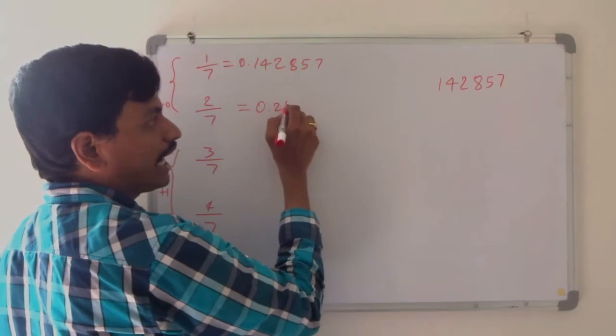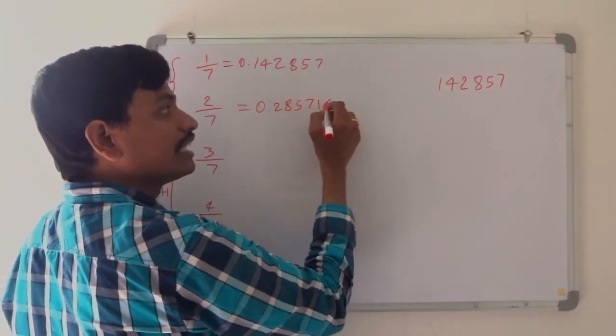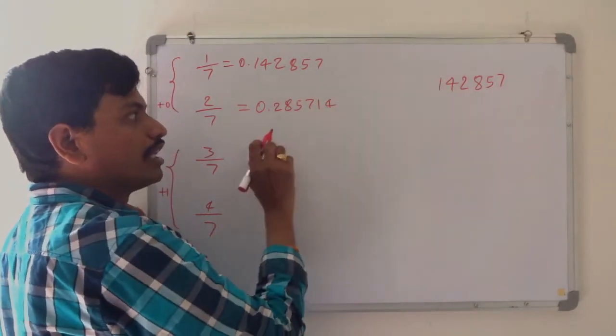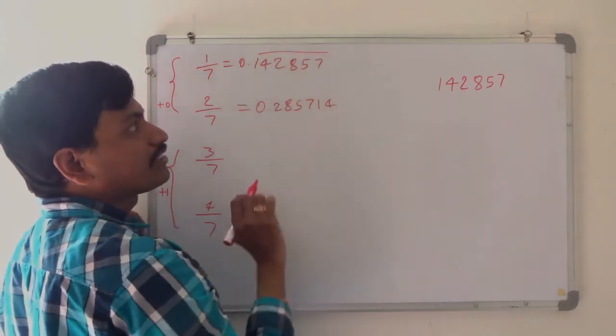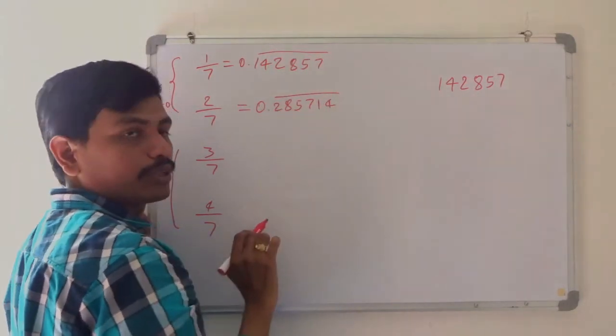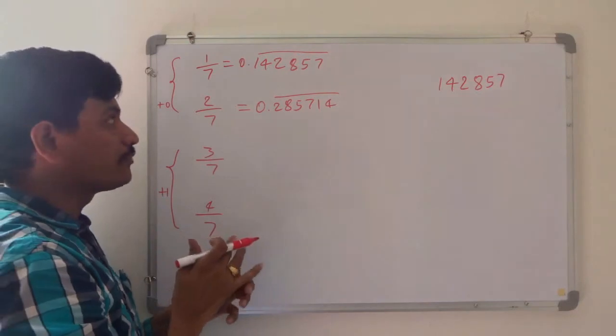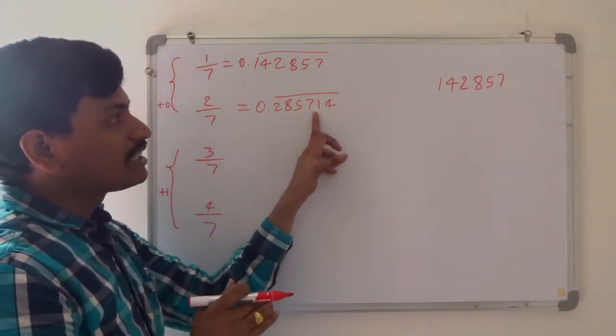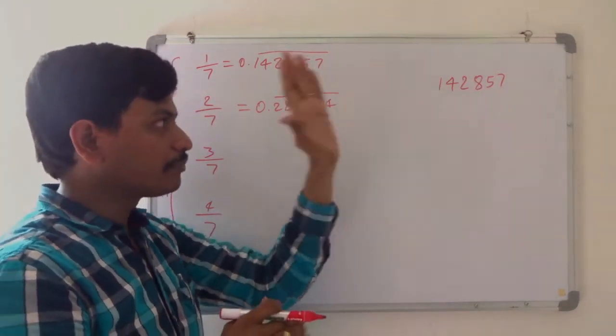0.2857, and again come back to 14. So here 142857 bar, here 285714 bar. So if the remainder is 2 when we divide by 7, it is 0.285714285714, it will be repeated.